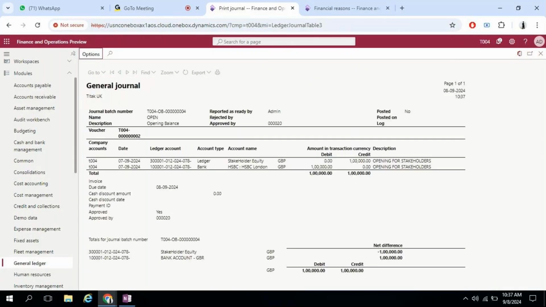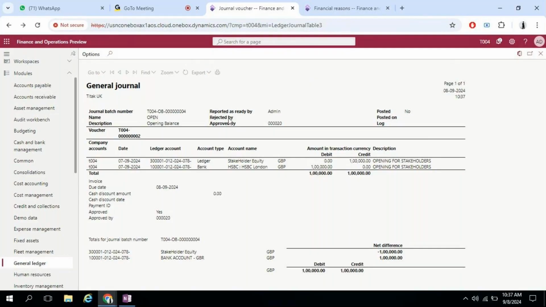So right now you can see that this is approved by this one. What is the total for the journal batch number? The net difference after the entries are passed, stakeholder equity will be like this, and the bank account is going to be updated by this. The debit, credit, and amount in transaction currency, you can see all the things over here. And this report can be forwarded to your users as well. Here it is not enabled for export because it is not posted yet.